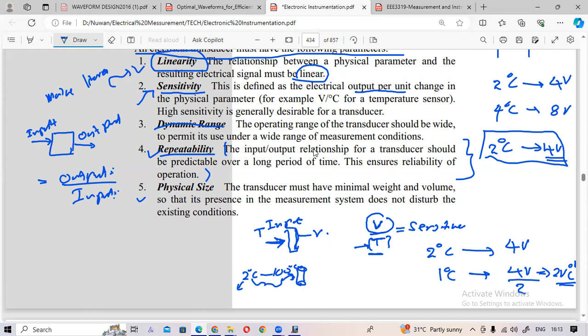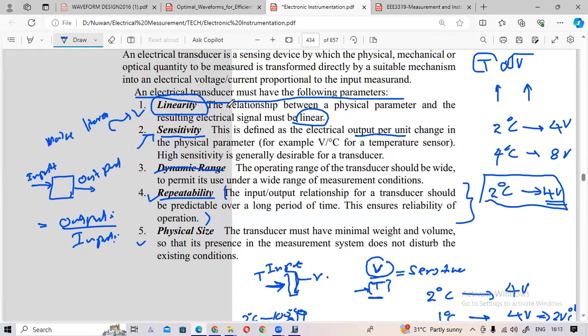And physical size, that is the size of a transducer. So you can note these things. Linearity, sensitivity, this is one example. Dynamic range is another important parameter. So when we are selecting a sensor, we have to mainly focus on sensitivity and dynamic range. Those are the main two points we should pay our attention to.